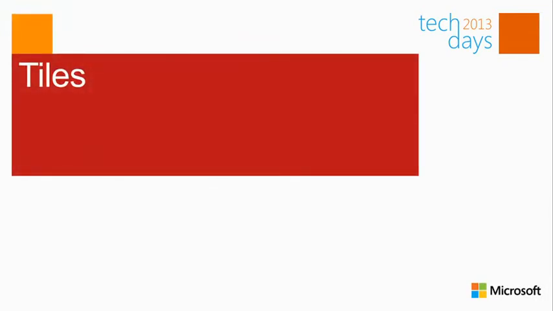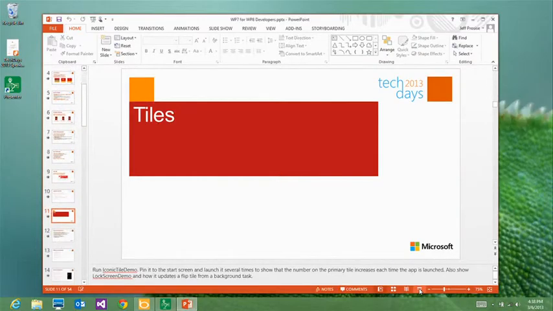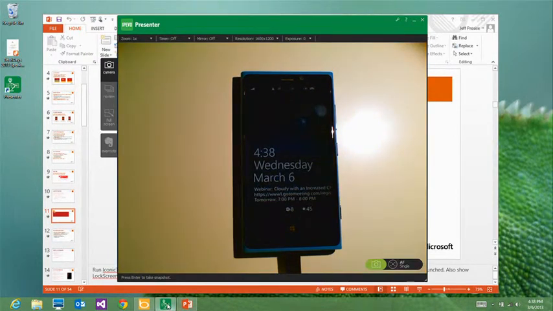So let me show you a quick example here of an Iconic tile at work. What I'm going to do, I've got my phone wired up here. I'm going to pop out of here and try to get my phone screen up on the big screen for you. So there it is. Let's unlock it.